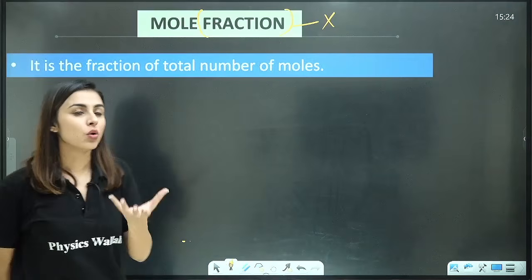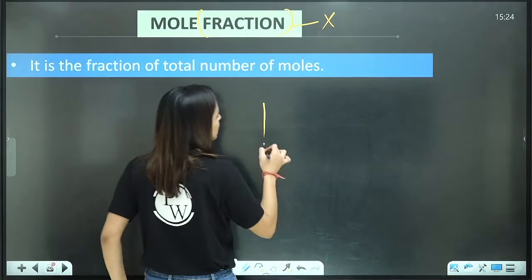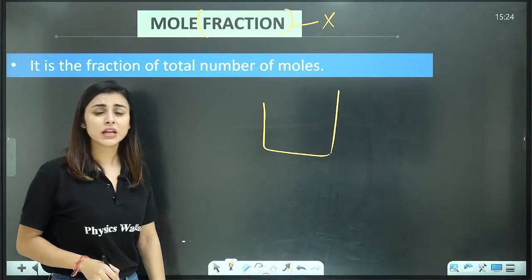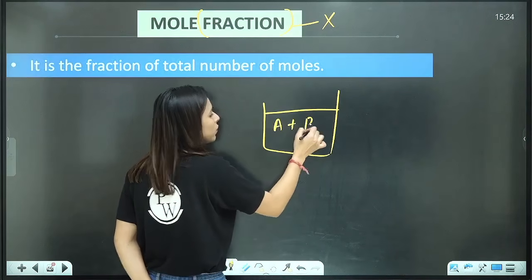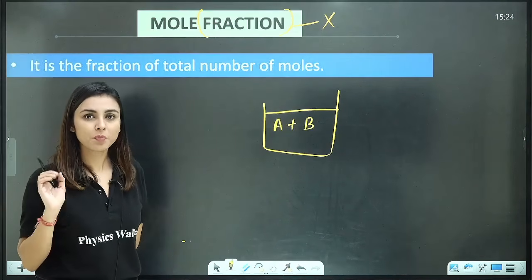Now, let us consider I have a solution which has two components, A and B. One is solute and one is solvent. Okay. Perfect.